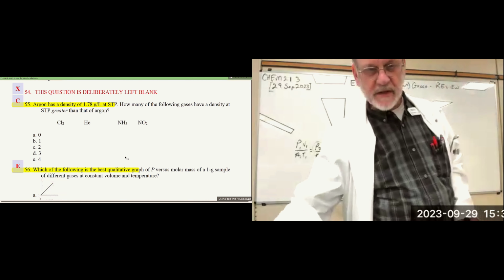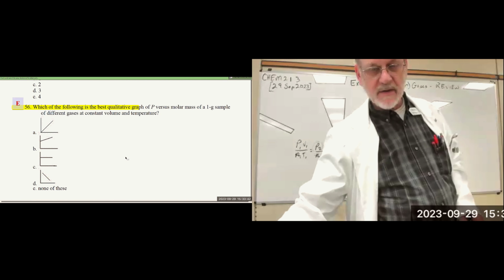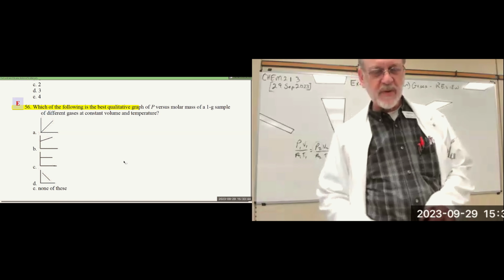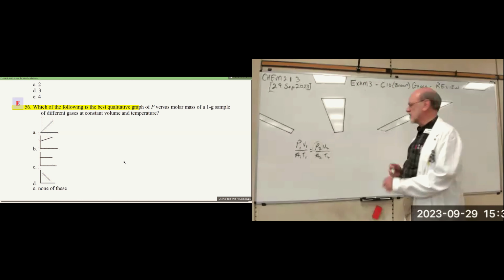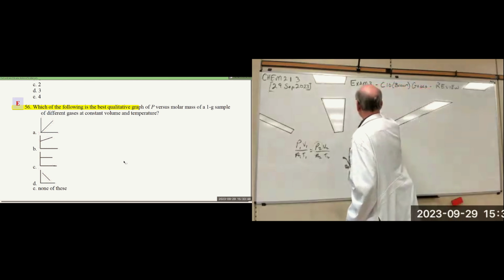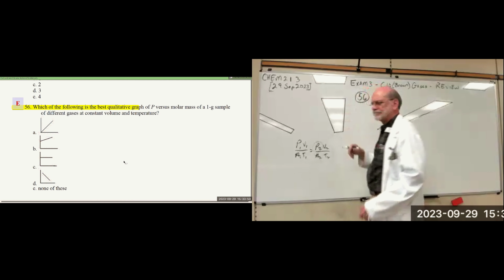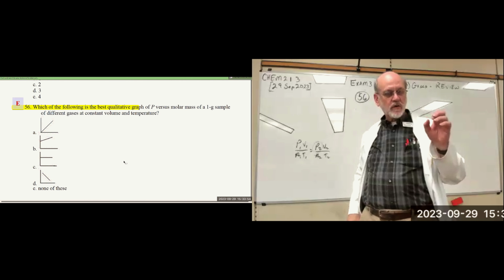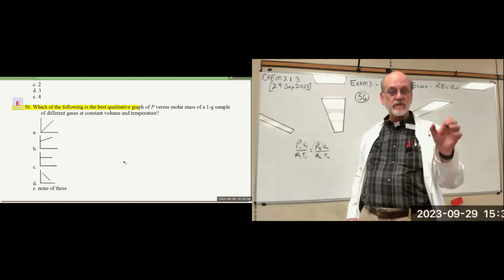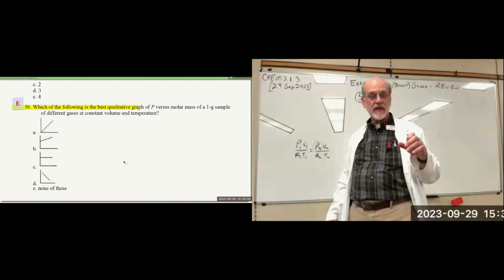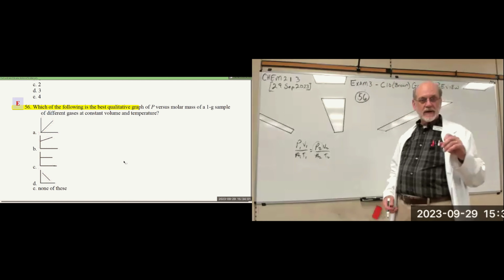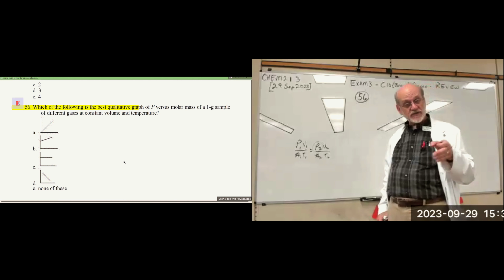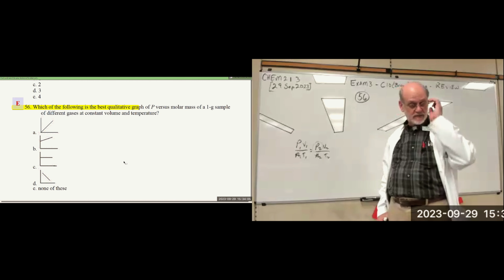All right, 56. Okay, this one has stumped me in the past. I think I can manage this one. Which of the following best qualitative graph of pressure versus molar mass of a 1 gram sample of different gases at constant temperature, constant volume?